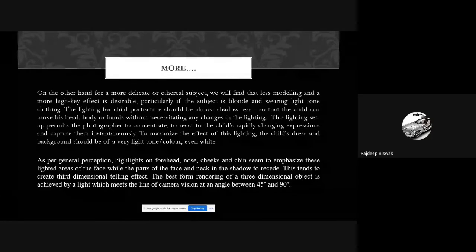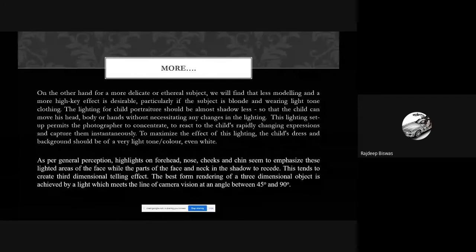Okay, let's go to the next point. As per general perception, highlights on forehead, nose, cheeks, and chin seem to emphasize these lightest areas of the face, while the parts of the face and neck in the shadows seem to recede.